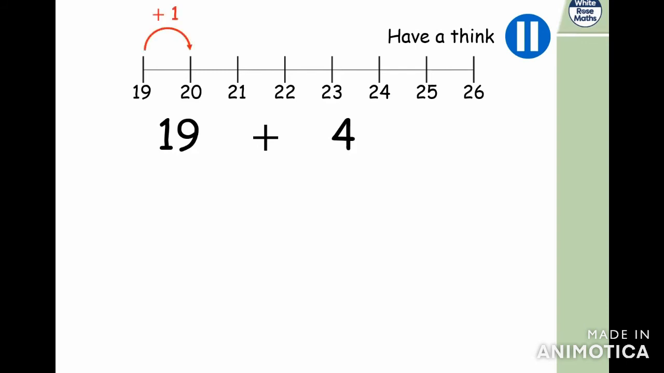I've jumped on the number line to the next 10. Done a jump of 1. And my second jump is a jump of 3, because 1 and 3 make 4. I've ended up on 23.